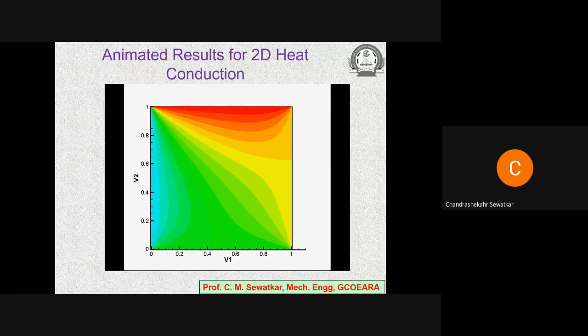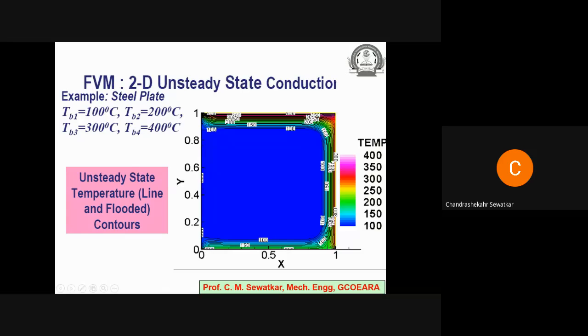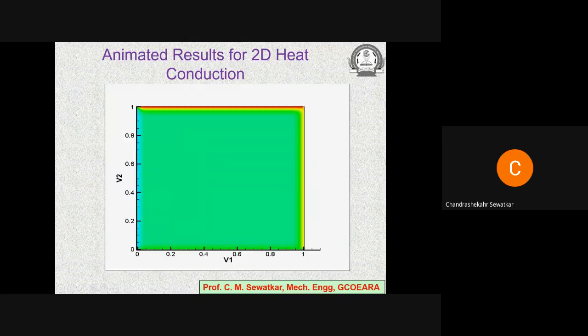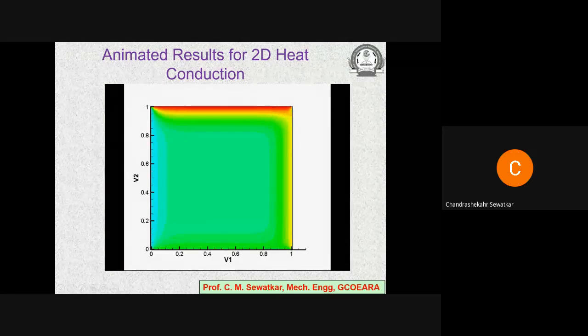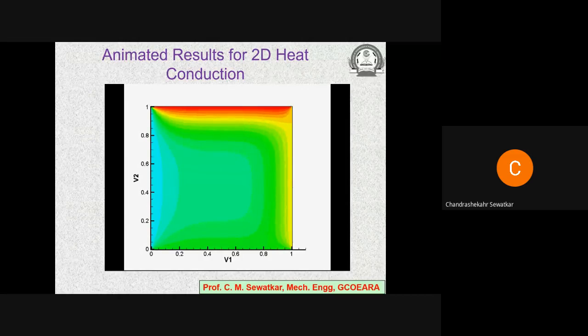I can understand the variation in the temperature. This has been done for the situation wherein my boundary conditions are: here the temperature is 100, here 200, here 300, and here 400. I have not shown here the legend, but legend can also be shown. But this one which I have shown was for one time instant only, and the movie has been shared with you, which represents variation with respect to time for several time instances.